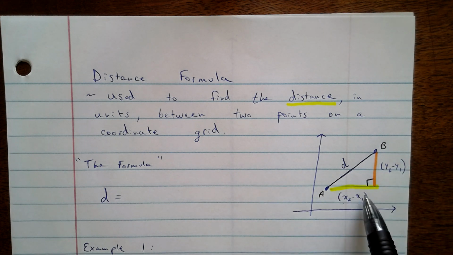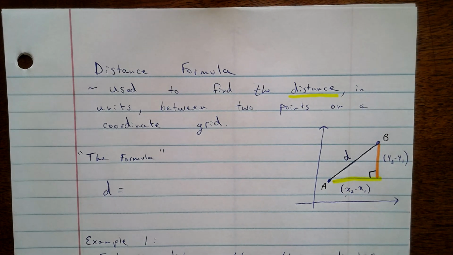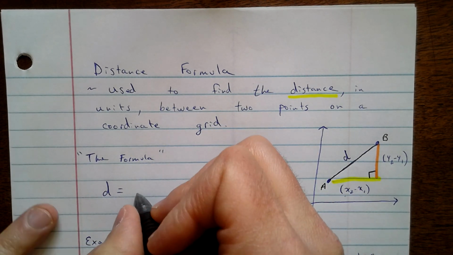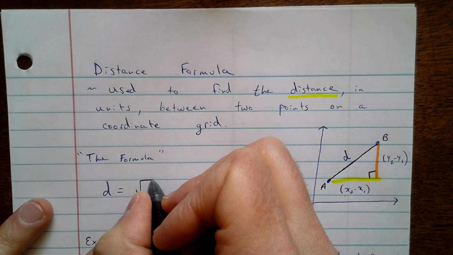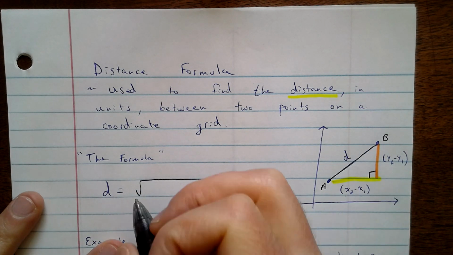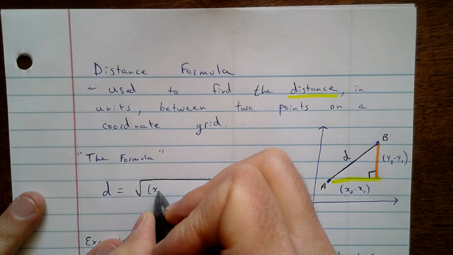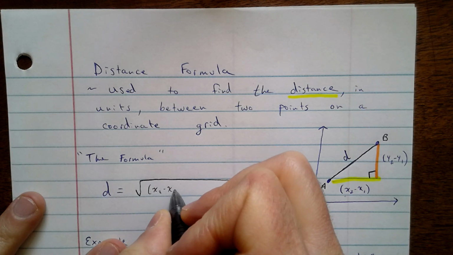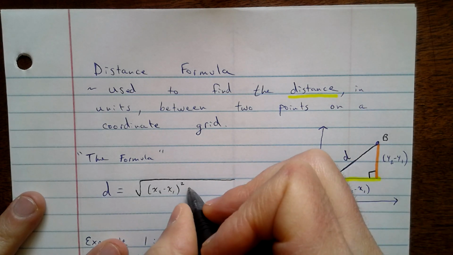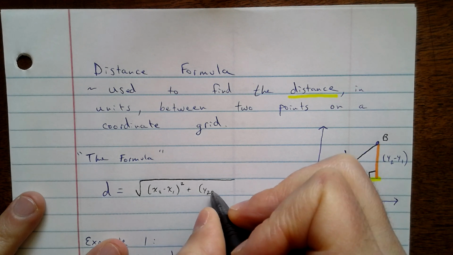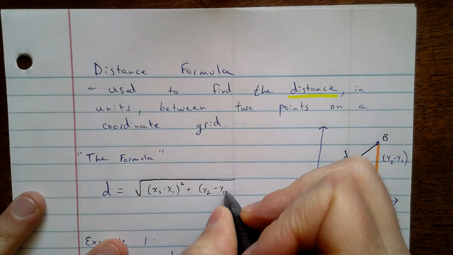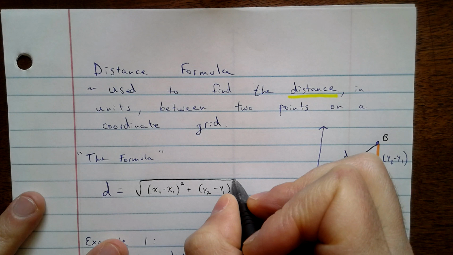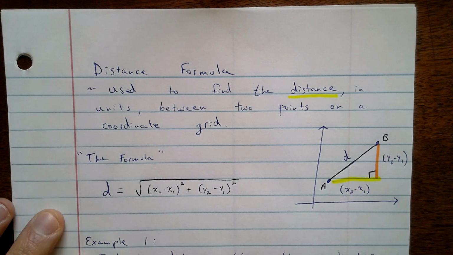Actually, this understanding goes directly into the formula itself. So this is something you should be writing down. First thing, distance is equal to, it's a big long formula, so be careful here: the square root of x2 minus x1 to the second power plus y2 minus y1 to the second power. This will tell us the distance between points.